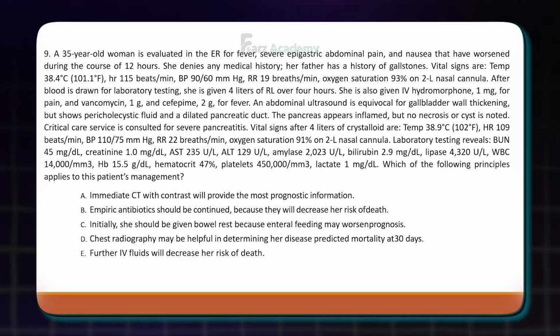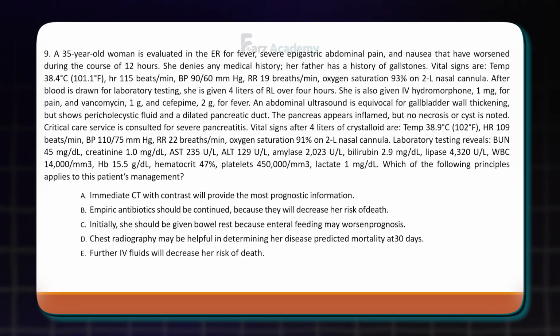Next, we move forward. Now, this is a 35-year-old woman evaluated in the ER for fever, epigastric abdominal pain, nausea, worsened during the course of 12 hours. Denies any medical history. Father has got gallstones. Temperature is 38.4, heart rate 115, BP is 90/60, respiratory rate 19, saturation 93% on 2 liters nasal cannula. After the blood is drawn for lab testing, she is given 4 liters of RL over 4 hours. She is also given IV hydromorphone 1 milligram for pain, vancomycin 1 gram, cefepime 2 gram for fever.